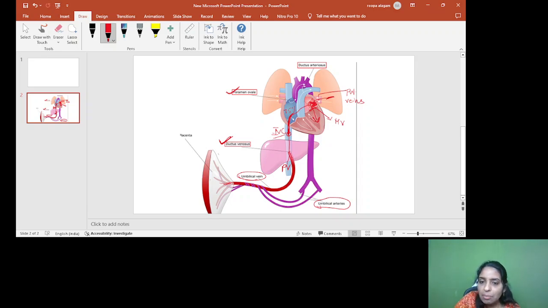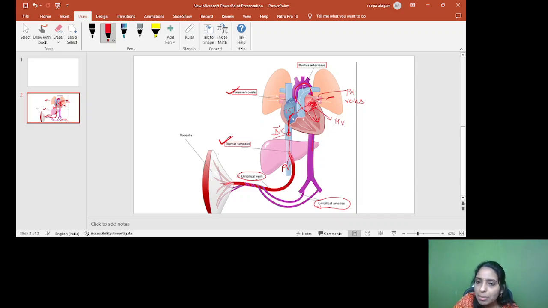From here, the blood slowly enters into the aorta. This is the ascending aorta, this is the arch of aorta, and this is the descending aorta. Since it is moving up, it is the ascending. So ascending aorta, arch of aorta, and the descending aorta. So this is one phase of the cycle going on in the fetal circulation.